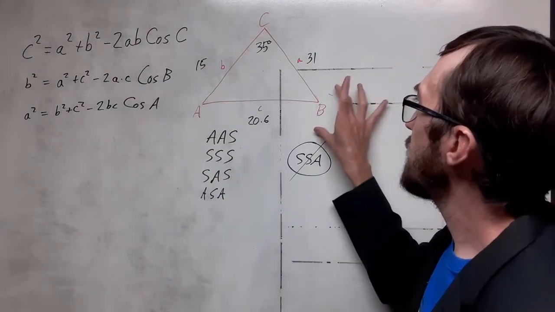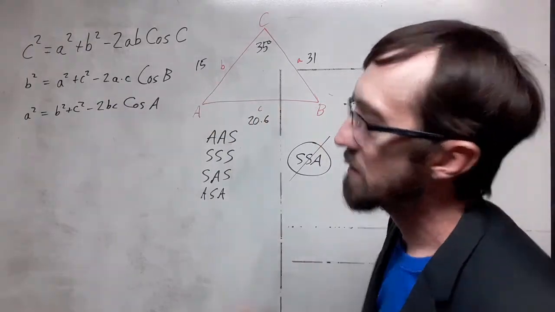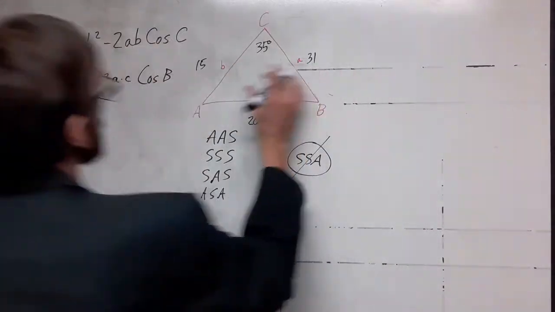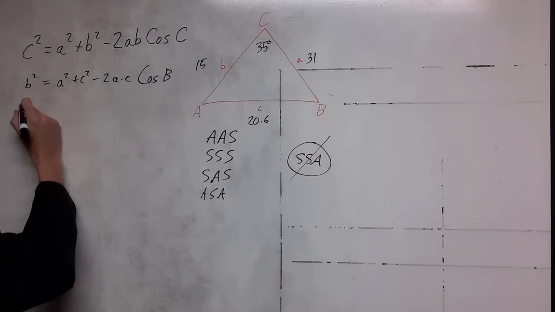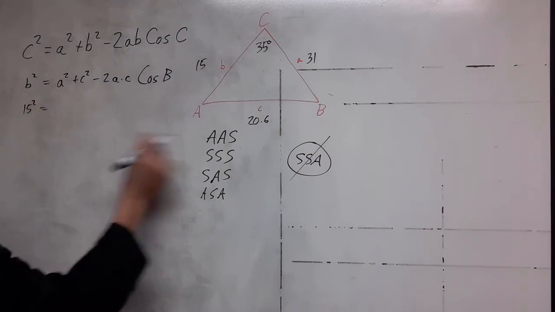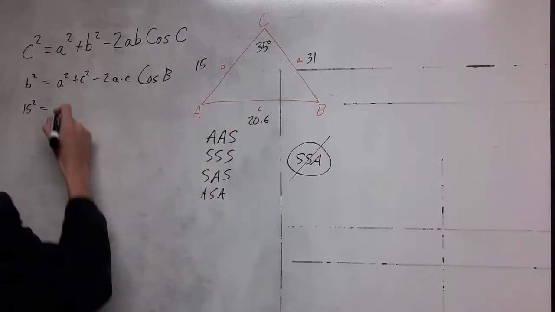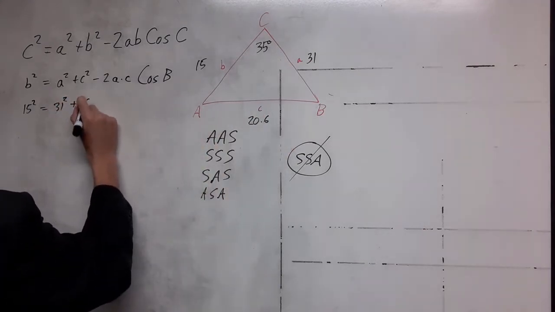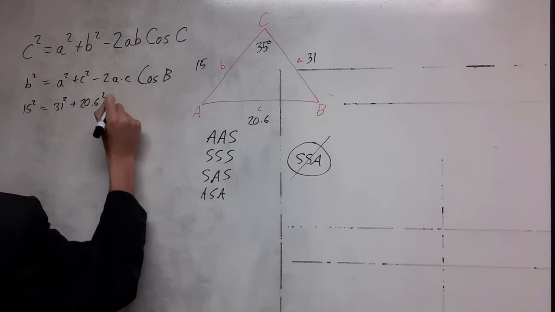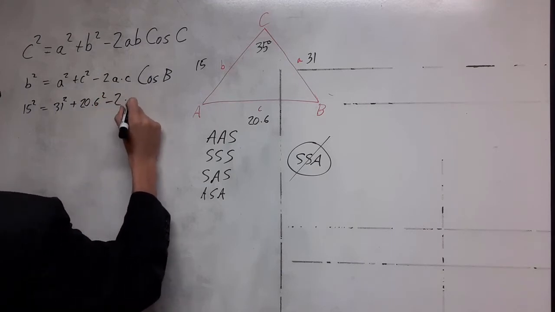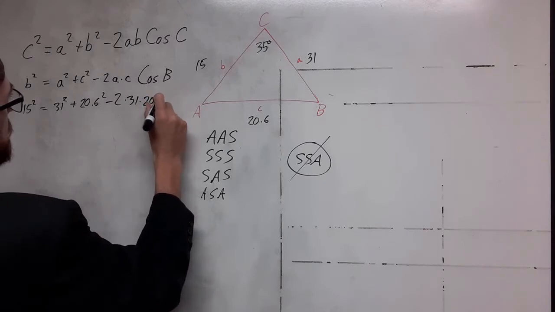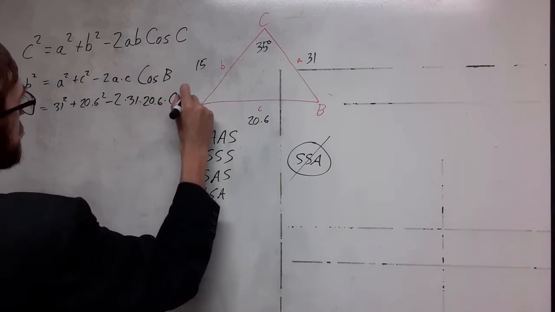Right now, I said I wanted to solve for angle B, so we're going to use this second version. All right, now we want to fill in our knowns. B is 15, so we want 15 squared here. A is 31 squared. And then C is 20.6 squared minus 2 times 31 times 20.6. And that's all times the cosine of B.